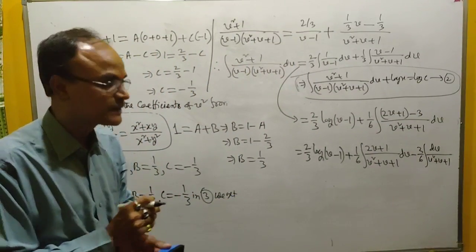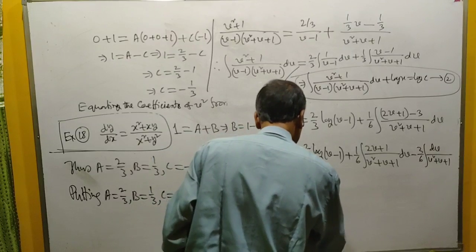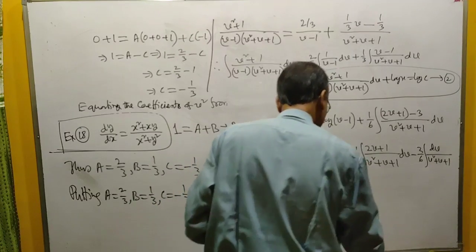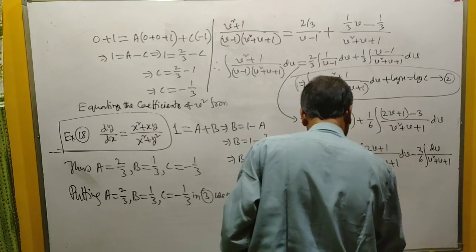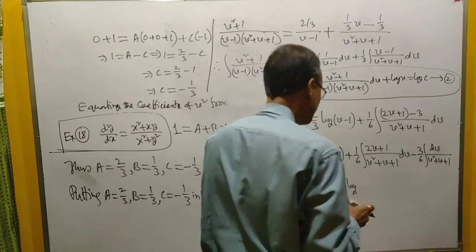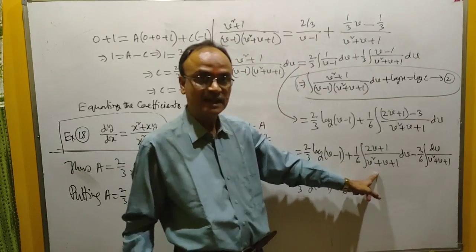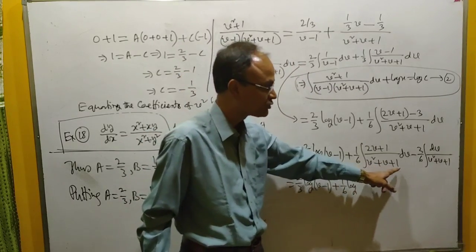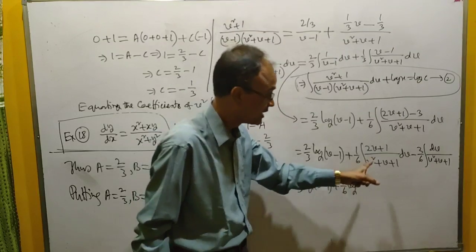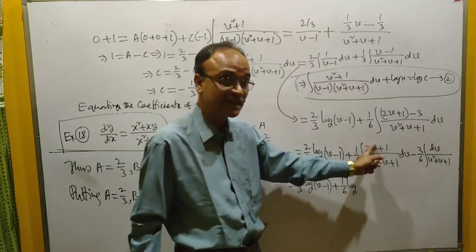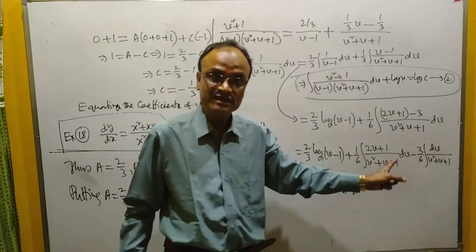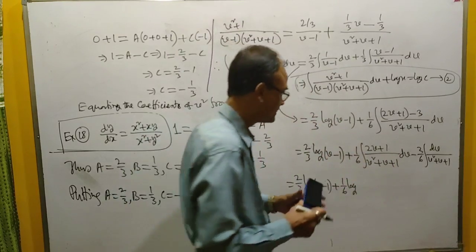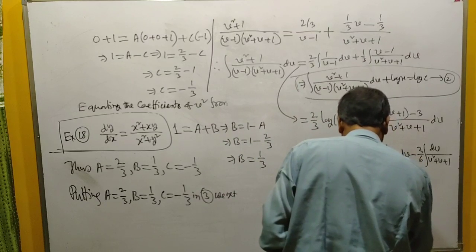b square plus b plus 1. This is equal to 2 by 3 log b minus 1 plus 1 by 6. If you differentiate the denominator b square plus b plus 1 with respect to b, you will get twice b plus 1, which is the numerator. If the numerator is the differentiation of the denominator, the integration is log of the denominator, log of b square plus b plus 1.